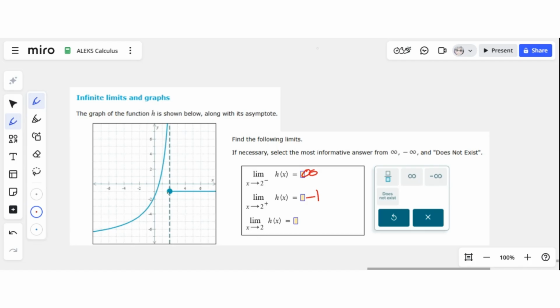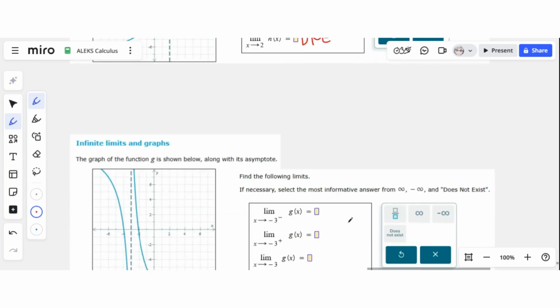Now, even though that point is defined at 2, it doesn't mean that that's the limit there, because on the other side, the left-hand side, we're up at infinity. So since these two values don't match, we're going to say this limit does not exist.